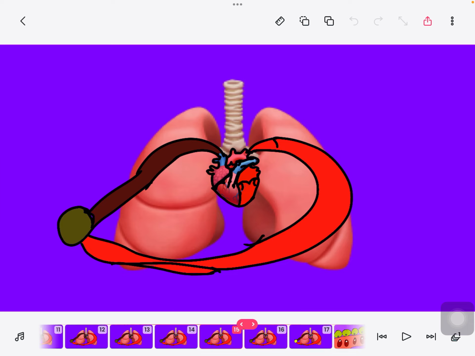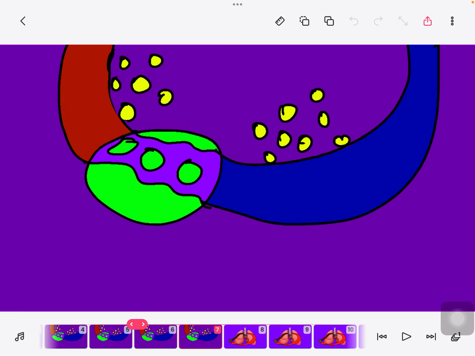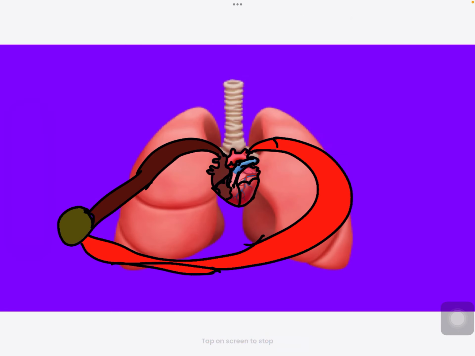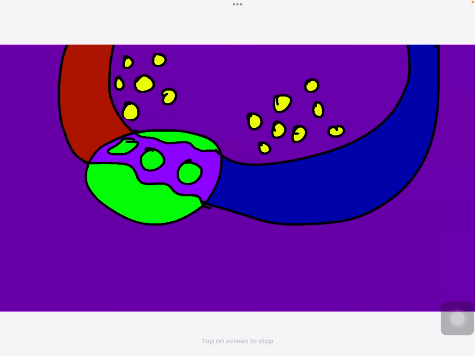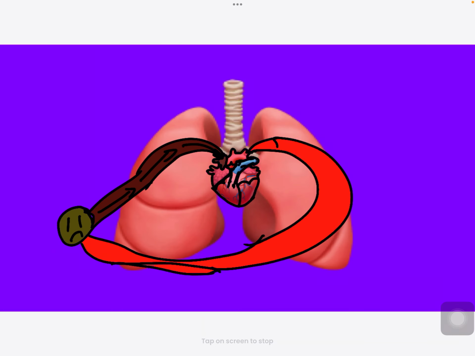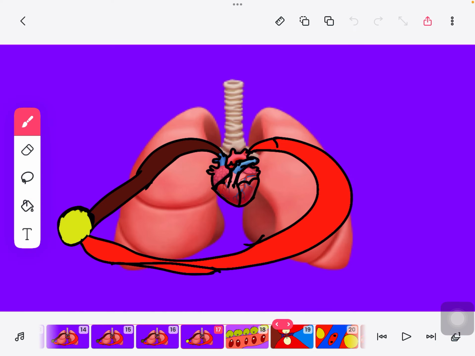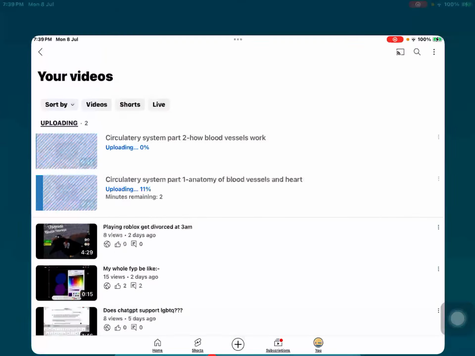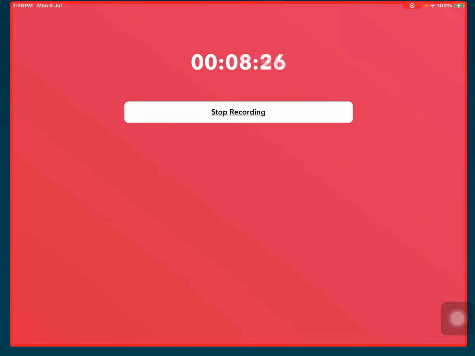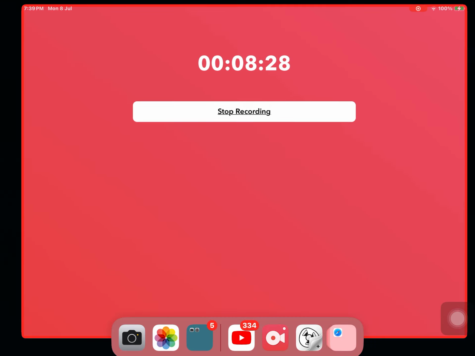Let's see this animation. Yeah, did y'all like this animation? I know it's so beautiful, so unique, just looking like a wow.